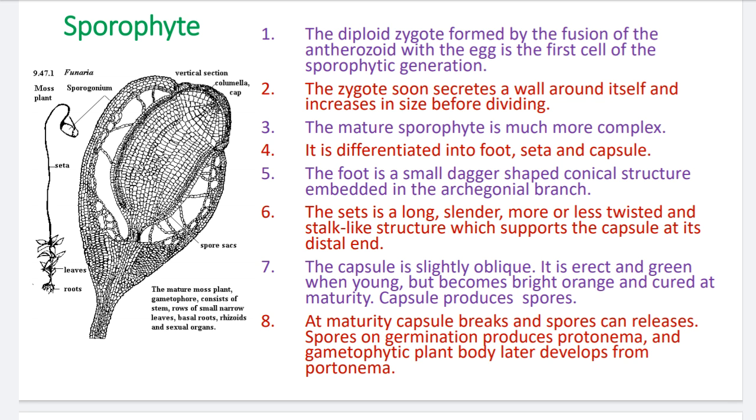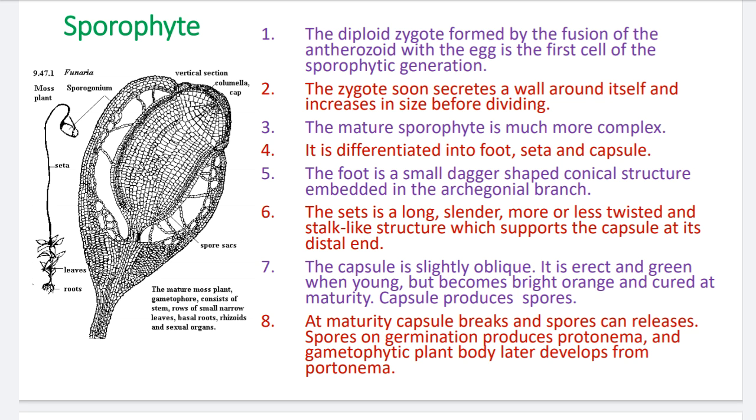Number 7. The capsule is slightly oblique. It is erect and green when young but becomes bright orange and curved at maturity. The capsule produces spores, and this capsule is also very complex compared to Riccia. Number 8. At maturity, the capsule breaks and spores are released. Spores on germination produce protonema.